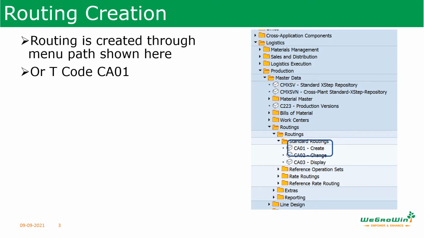Now for routing creation, the menu path is shown here: Production, Master data, Routings. Then you have this CA01 Standard Routings. So here we are going to discuss only standard routings. We are not going to discuss the reference operation sets, the rate routings or other things. Those things I ask you to practice by yourself. Now the T code is CA01 to create the routing.